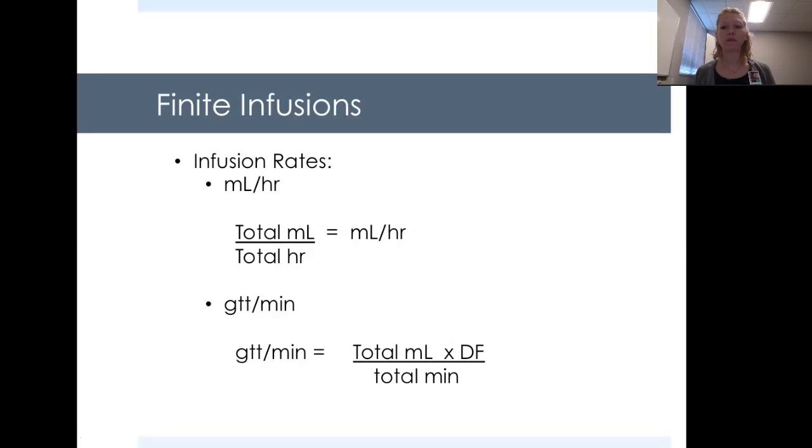All right, so let's talk about finite infusions, or what I call start-stop infusions. Essentially, this means I know when my infusion is going to begin, I know how long it's supposed to take, and my patient's going to get the entire amount. And so what we can do with these is we need to be able to determine an IV flow rate or infusion rate. Those are the couple words that you'll hear or see when you hear these talked about.